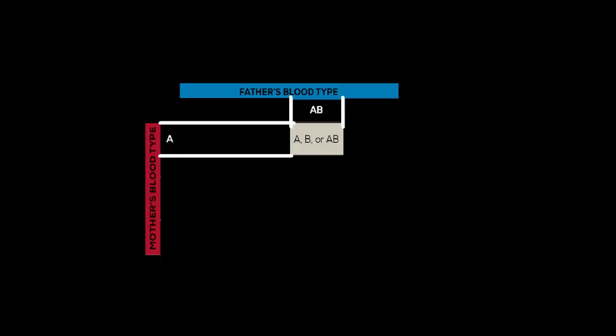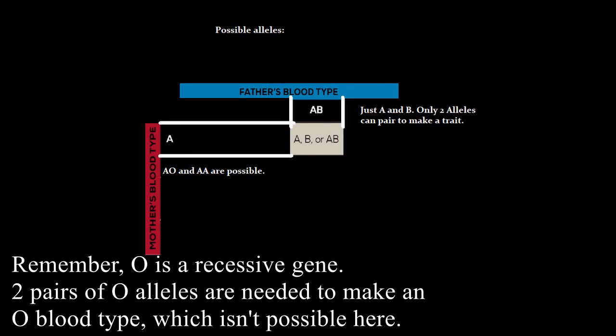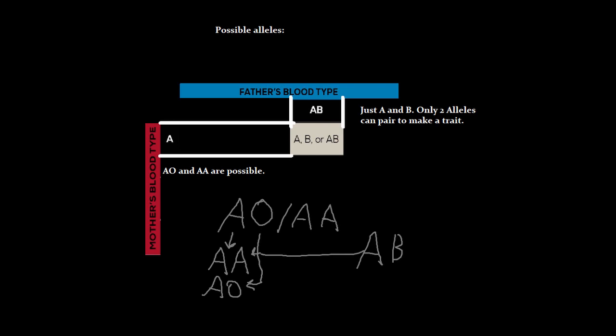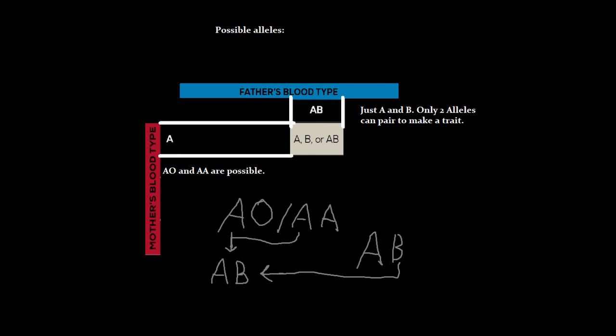Let's look at all the possibilities a father with a B blood type and a mother with A blood type can have as an example. Because O is recessive and the father does not have an O allele possible, blood type O is impossible here. However, the A and the other A, or the A and the O, can be combined to create the A blood type. B and the A alleles can be combined to create the AB blood type, and the B and O alleles can create the B blood type.